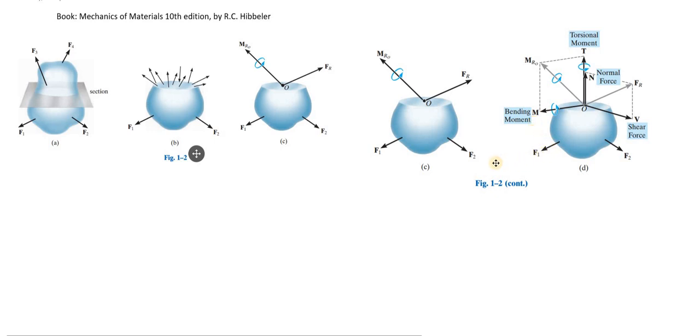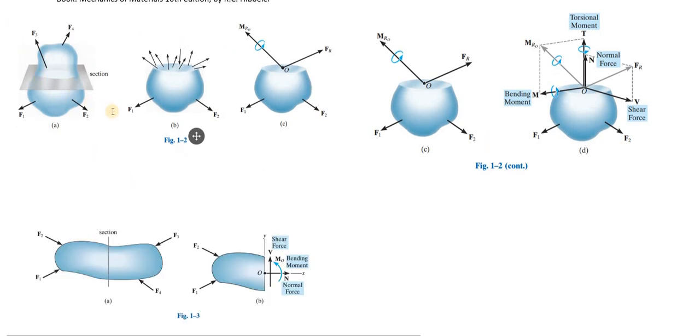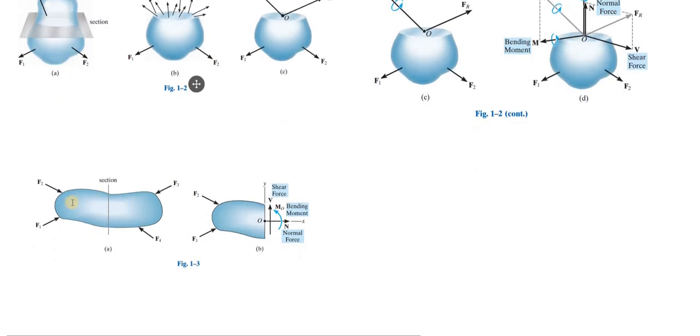Now, this was a general case of loading where forces could lie in any plane. These forces were not lying in a single plane. So this was a general case of loading. In a special case, if these forces F1, F2, F3 and F4, if all of them are lying in one cross-sectional plane, this is one planar object subjected to these forces, all of them contained in a single plane.